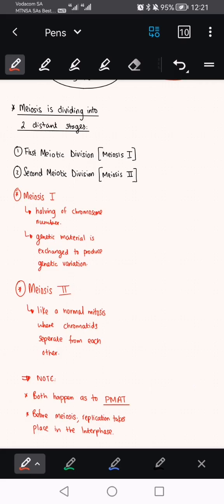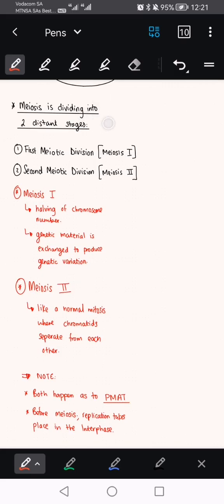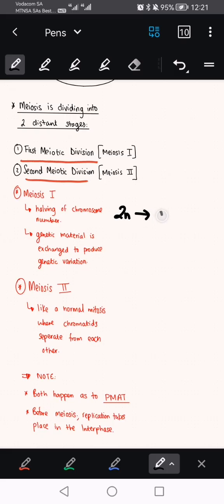But meiosis is divided into two distinct phases. It is your first meiotic division and your second meiotic division, but there are differences. In your first meiotic division, there is the halving of the chromosome number from diploid to haploid. The genetic material is exchanged to produce genetic variation, and this is through a process in prophase 1 known as crossing over. We're going to look at that at a point known as the diastema.